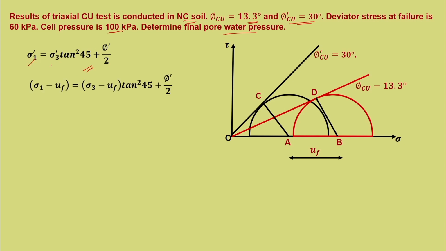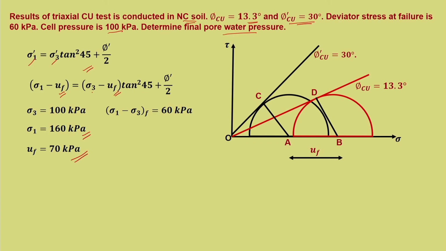Sigma 1 dash and sigma 3 dash are not given, but sigma 1 and sigma 3 can be determined. Sigma 3 is already given as 100 kilopascal. Sigma 1 minus sigma 3 is 60 kilopascal, so sigma 1 is 160 kilopascal. Now, substituting into this equation, the only unknown is UF. Phi dash is also given, which is 30 degrees. If you substitute that, you get UF equal to 70 kilopascal.